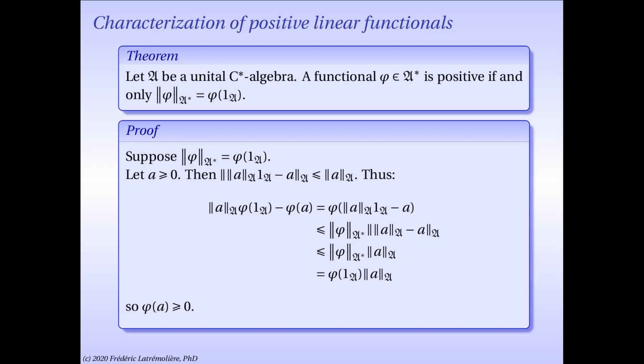But remember, the norm of phi, that's a key assumption here, equals phi at the unit. So I can replace the norm of phi by phi of the unit. And now look at, as usual, the beginning and the end of this series of inequalities. If you cancel on both sides the norm of A times phi of the unit, you're left with minus phi of A is negative. Or in other words, phi of A is positive.